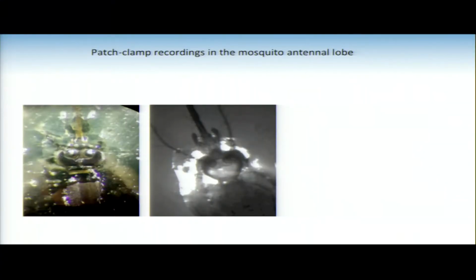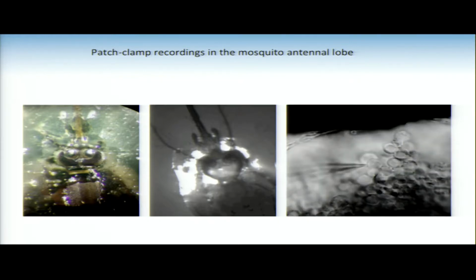You take a mosquito, immobilize it on a petri dish. It is awake and alive. And then we cut open a small window in the cuticle of the mosquito head, and the brain becomes accessible. The brain is about 0.2 mm in diameter. And then under high magnification, we put a patch pipette. This is a glass pipette with a tip of about 1 micron and patch onto a single neuron.